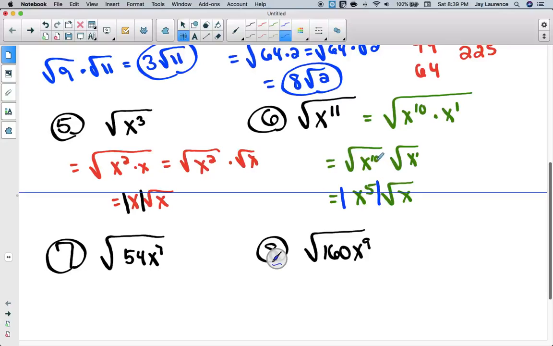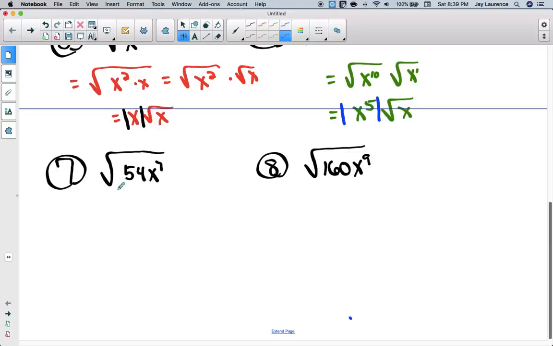Okay, because I've got to have it stay positive underneath the rads. Okay, all right. So how about one like this?